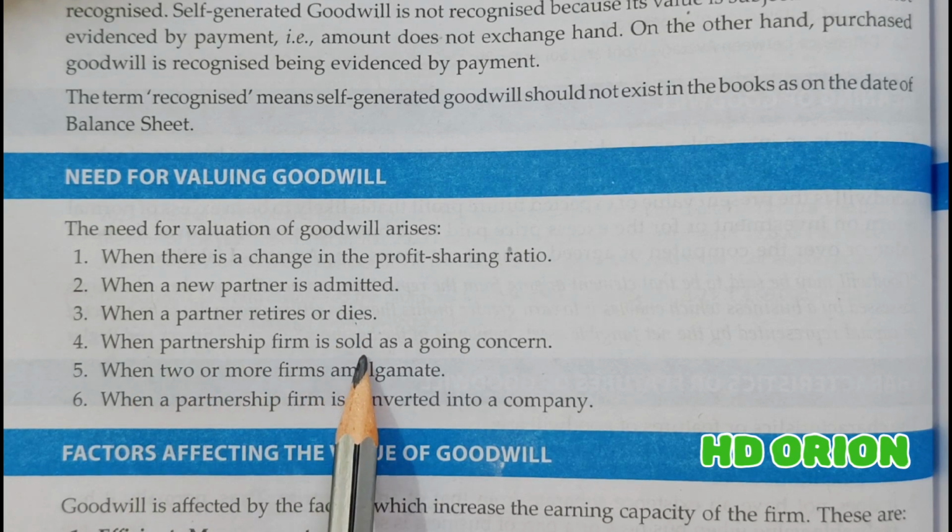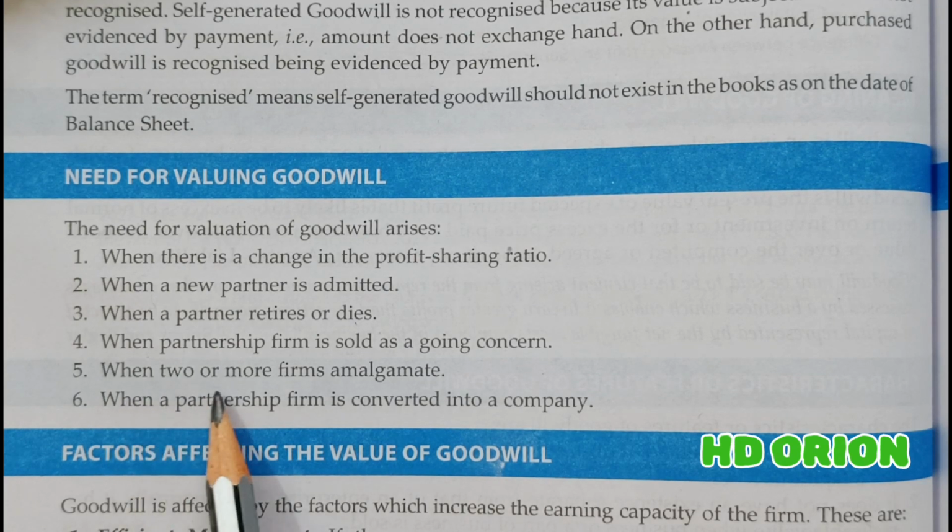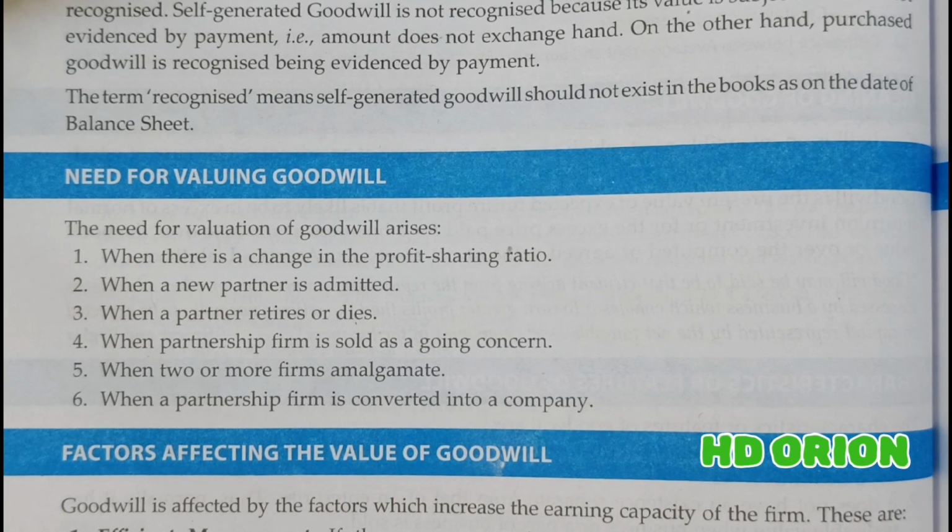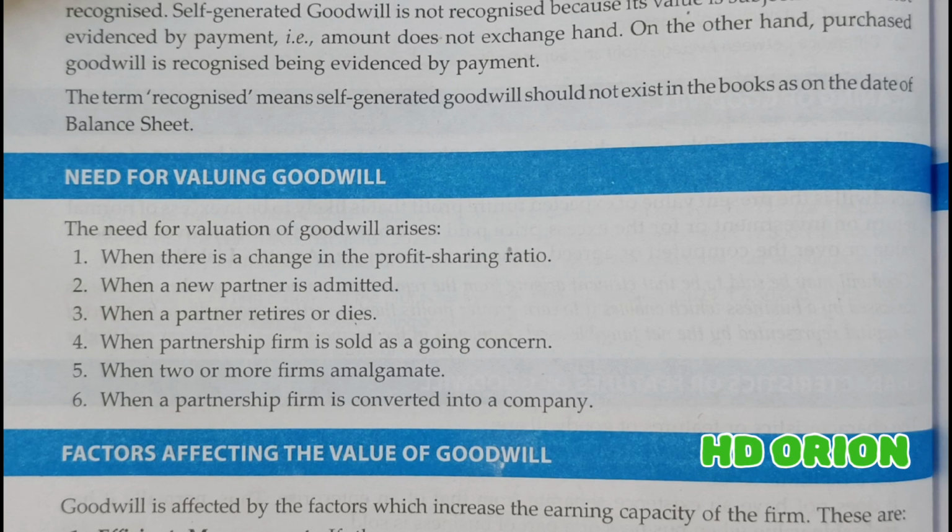When the partnership firm is sold as a going concern, when the whole business of partnership is sold to some other person, then also the value of goodwill is calculated to ascertain the purchase consideration of the business. When two or more firms amalgamate, means they join hands together and both businesses are merged, at that time also goodwill is evaluated. When a partnership firm is converted into a company, there are occasions in which a business is converted into another type of business, like a partnership firm converted into company form of business. Here also valuation of goodwill is done.